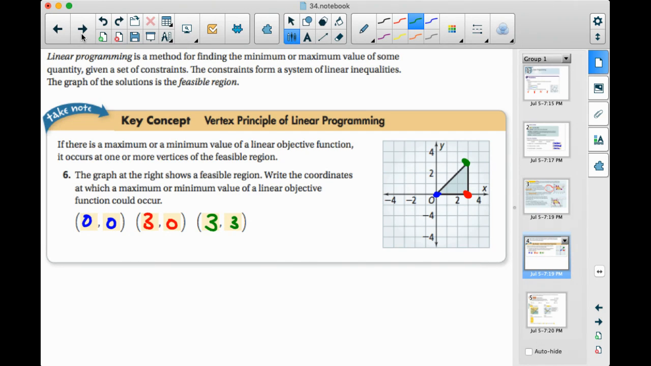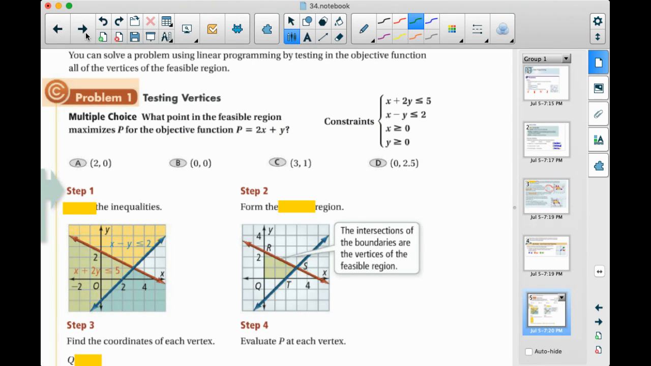One of those ordered pairs is going to be either the minimum or the maximum value of the feasible region that satisfies the objective function. The best way to look at this is an example, so let's go ahead and do that. You can solve a problem using linear programming by testing in the objective function all the vertices of the feasible region. What point in the feasible region maximizes p for the objective function p equals 2x plus y? So here are our constraints.